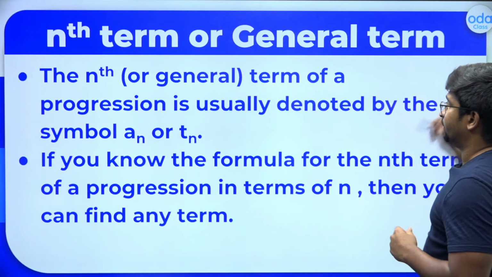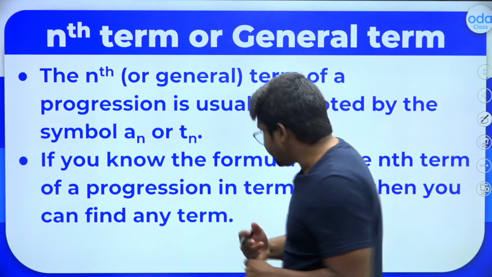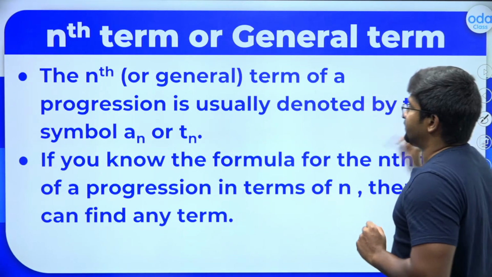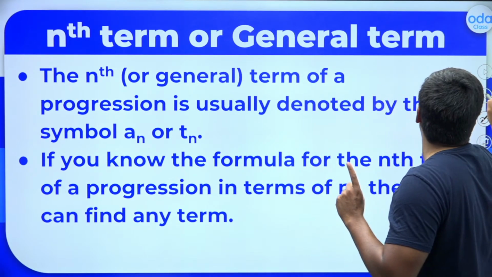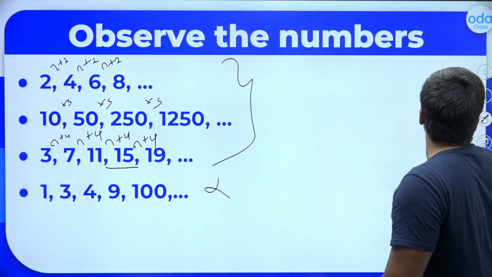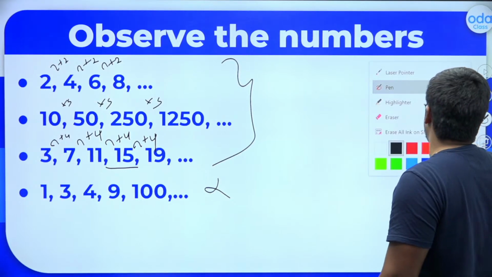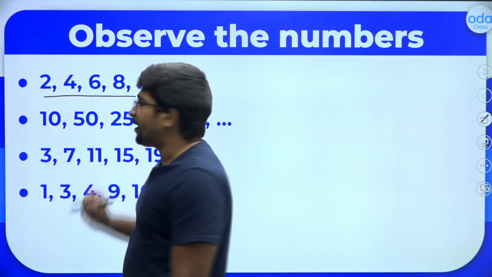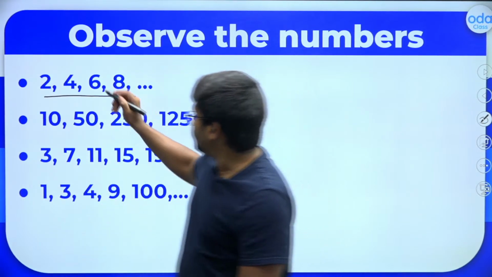Okay, that's great. Now when we talk about progression, there are a few important things which you need to understand, that is called the nth term or general term of a progression. Okay, so let's discuss this here. See, these are terms of a progression we have seen, they are following a rule. So here, what is happening?